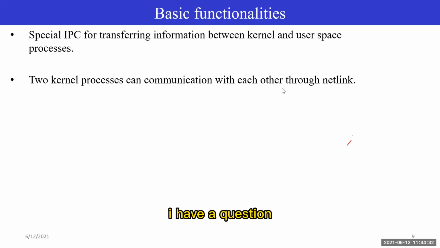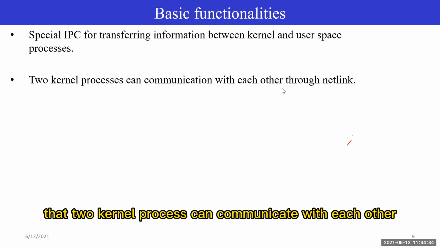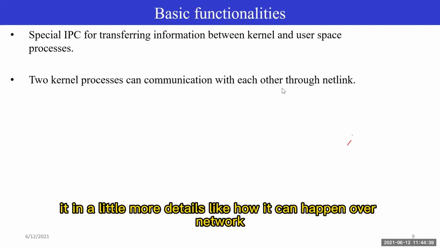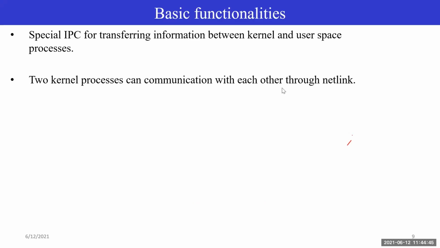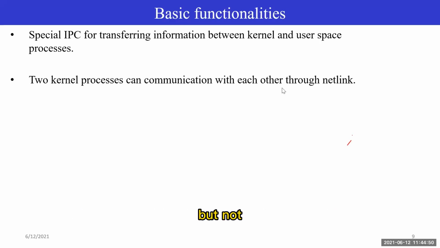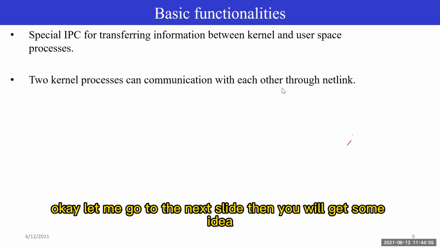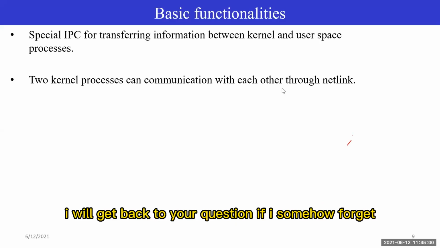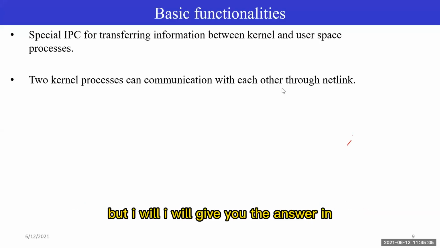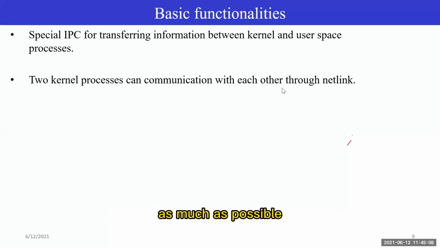I have a question. Two kernel processes can communicate with each other through a network. Can you explain in a little more detail how it can happen over Netlink? I'm not talking about the internal details. I will talk about that definitely, but not today. Okay, let me go to the next slide. Then you will get some idea, and then I will get back to your question. If I somehow forget, please remind me again. I will give you the answer in the session as much as possible.